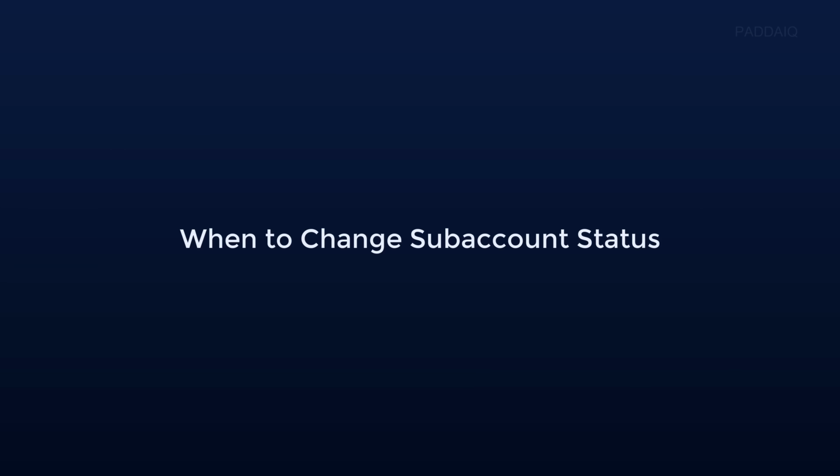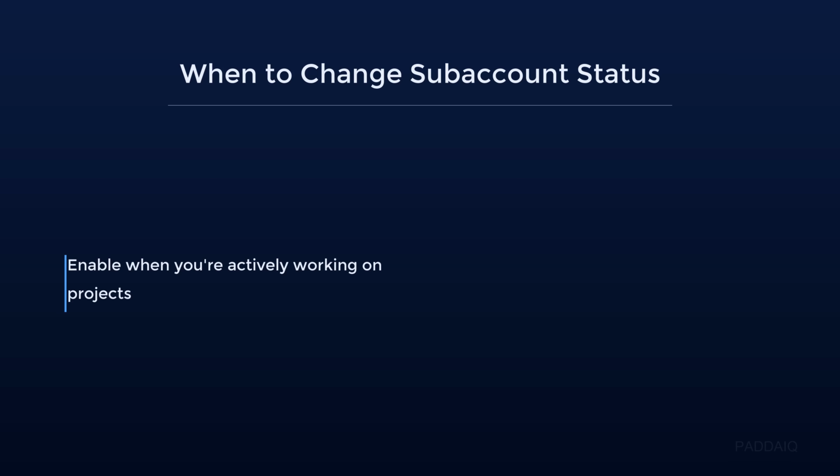Determining the optimal time to change subaccount status. Enable when you are actively working on projects. This means you should activate your subaccount only while developing or testing applications to control costs and security. For instance, turn it on while building a new employee portal, then disable it after deployment. Keeping it active only during development phases optimizes resource usage and maintains a secure environment.